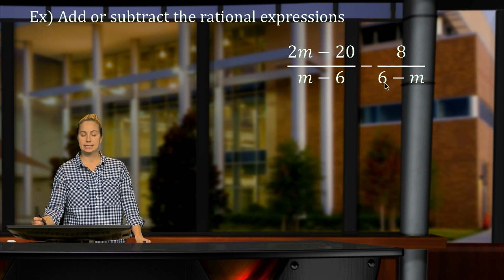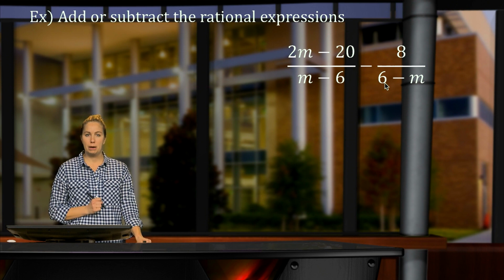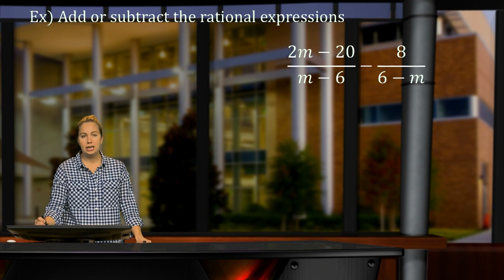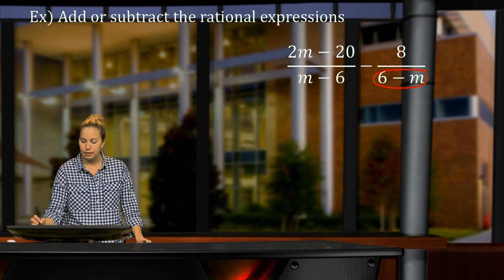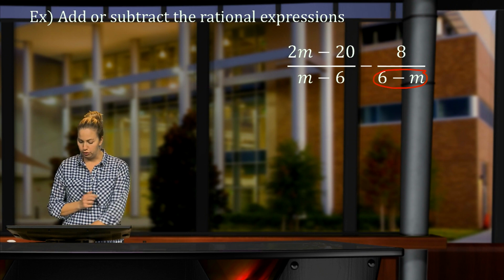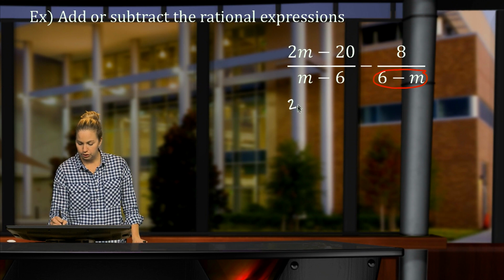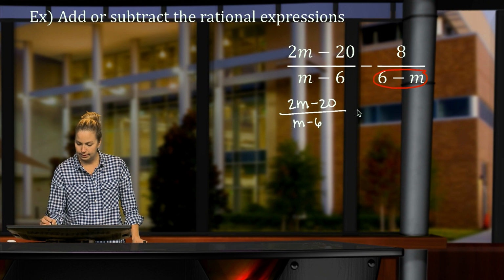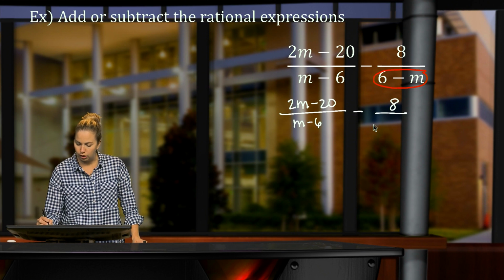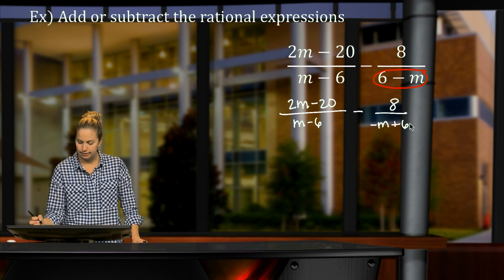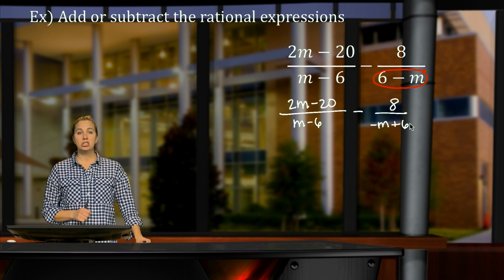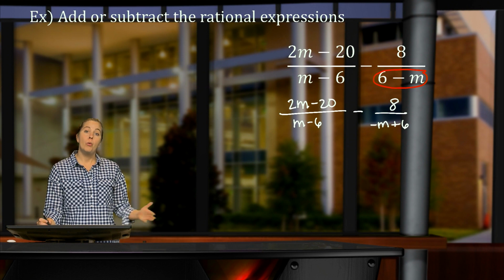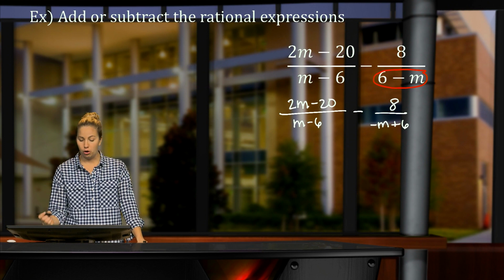expressions, m minus 6 and 6 minus m, hopefully you remember from maybe a previous video or other examples that we want to change the order of this second denominator so that the variable comes first. 2m minus 20 over m minus 6 minus 8 over negative m plus 6. And now that we've changed the order, we have a negative lead coefficient in that second denominator. We always want to factor out that negative lead coefficient.